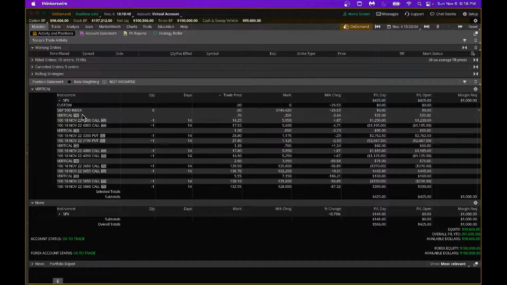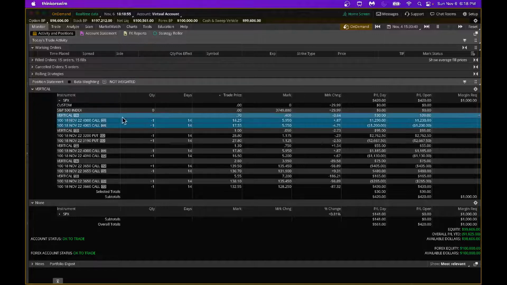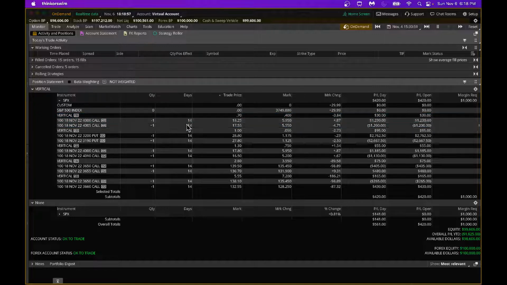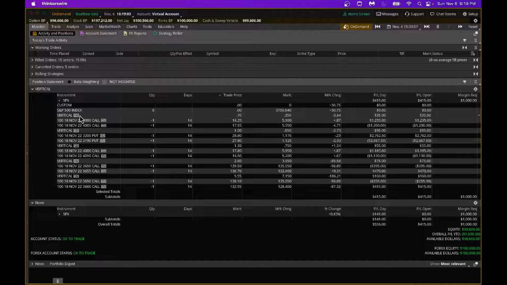You could even, if you want, close this here. It's a $5 wide spread. Our max profit was $70. We already made $40. You could just go ahead and close it, or it has still 14 more days. You could even keep it. It's a low stress strategy here. You don't need to lose sleep at night. Very low stress strategy.